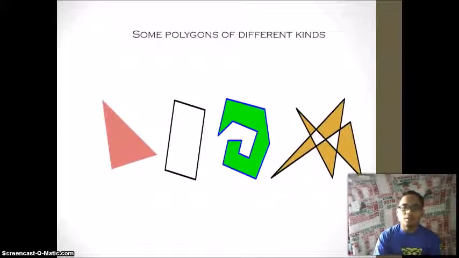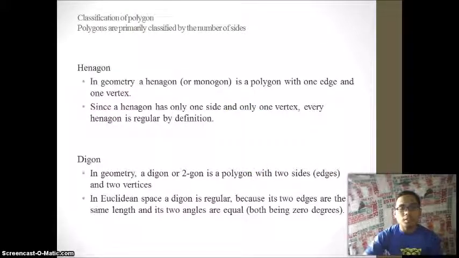Here are some polygons of different kinds. As long as they are a closed circuit, we consider them a polygon. Classification of polygons.